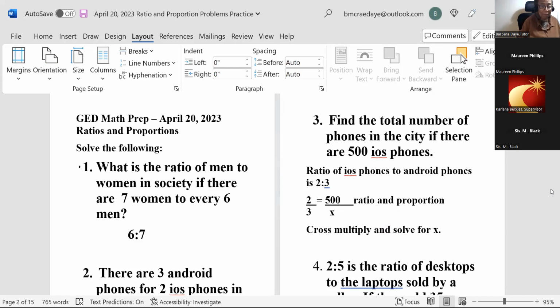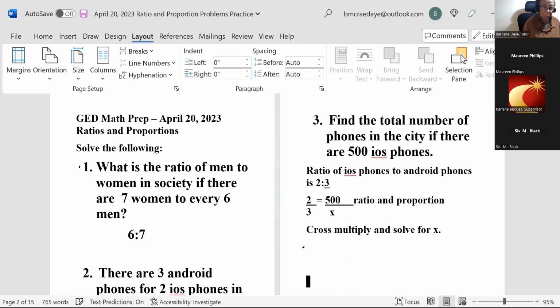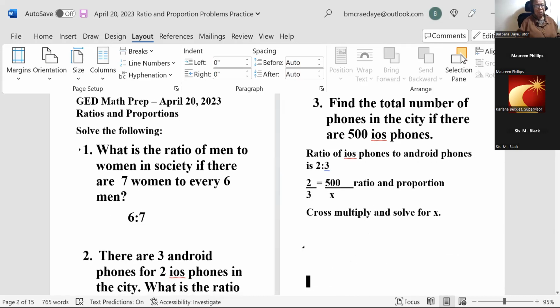So did anybody solve for X? I do the 3 times the 500, which is 15. And what do you then get for X? What did you get for X, Maureen? I multiply 2 by the X. Okay, so what is X then? 1,500 divided by 2 is 750. That's right.